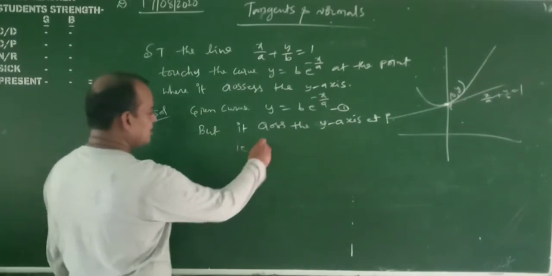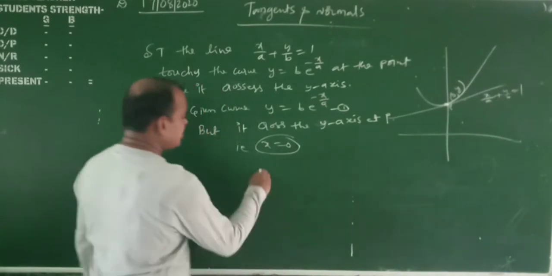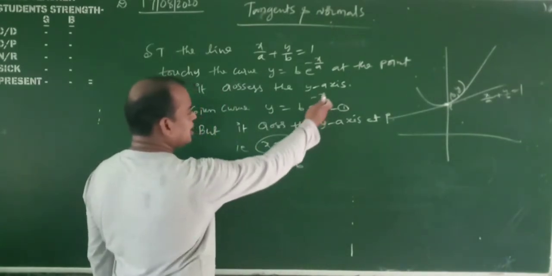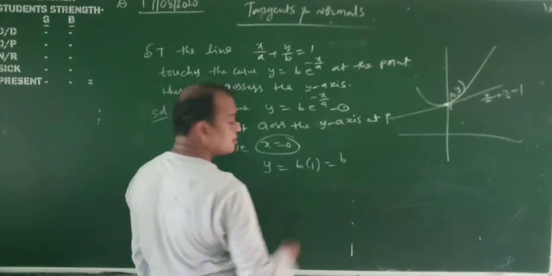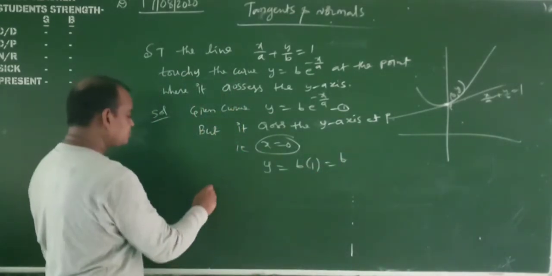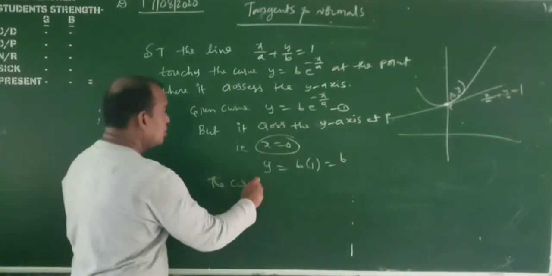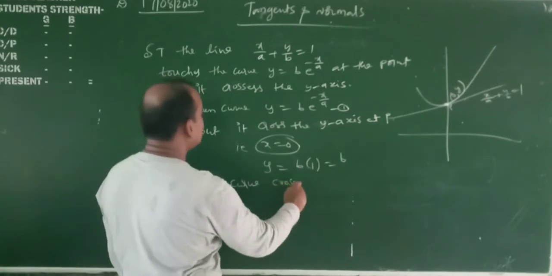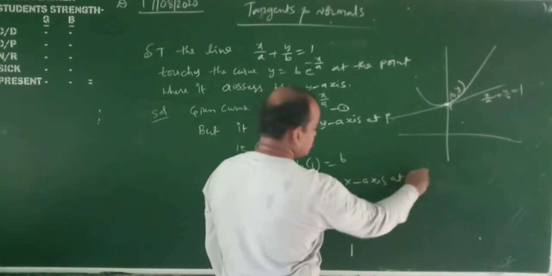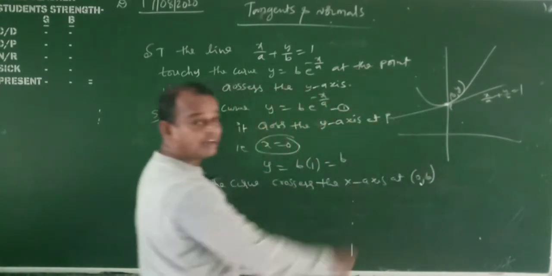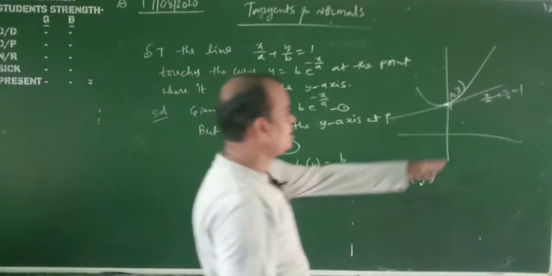At that point x is equal to 0. Substitute x = 0. Then y = b times e^0, and e^0 means 1, so y = b. Therefore the curve crosses the y-axis at (0, b). At this point we will find the equation of the tangent. That equation of tangent must be this one.